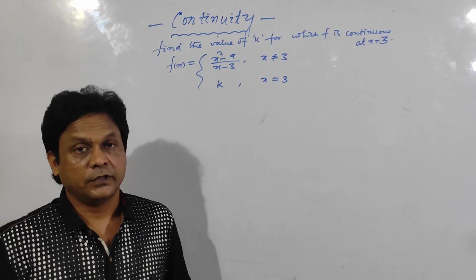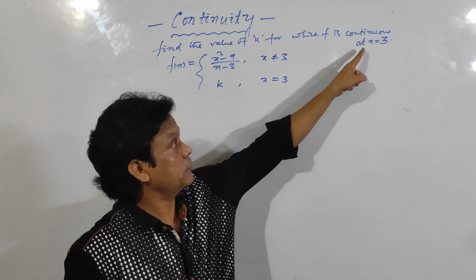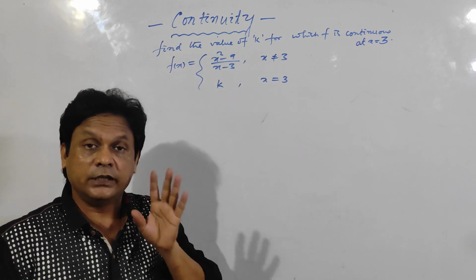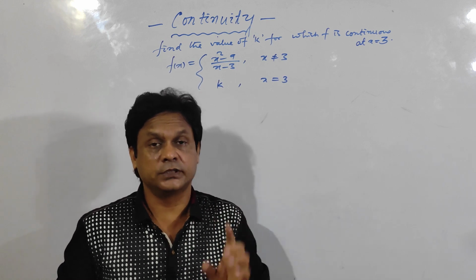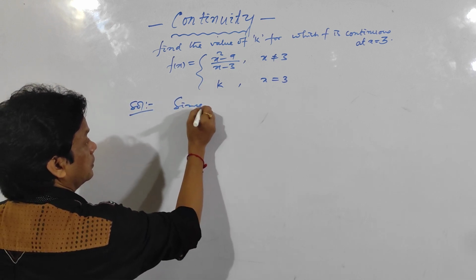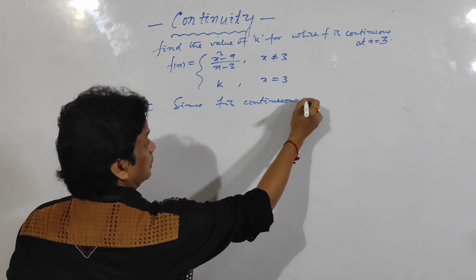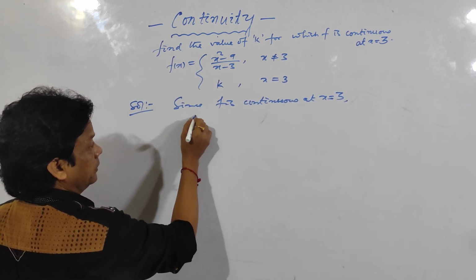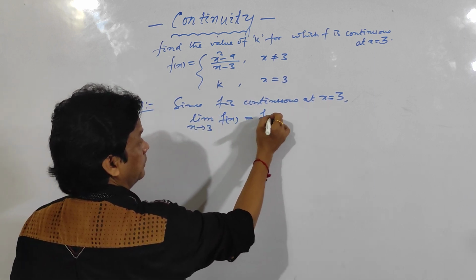Clear? See here, this is another type of question. Find the value of k for which the function f is continuous at x is equal to 3. It is given continuous at x is equal to 3 and you want to find out the value of k. And it is known to you, I have already told you, if a function is continuous, then the limiting value is equal to function value. Since f is continuous at x is equal to 3, the limiting value must be equal to function value. That means limit x tends to 3, f of x must be equal to f of 3.